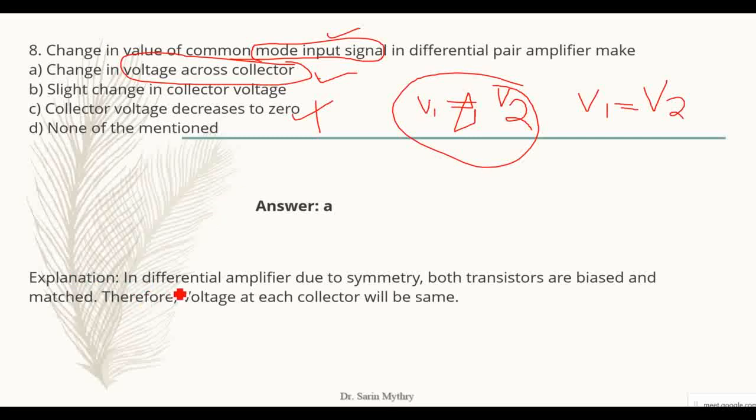See now, the explanation. In a differential amplifier, due to symmetry, both the transistors are biased and matched. Therefore, the voltage at each collector will be the same. Okay. In the differential amplifier, when both the transistors are biased, the output voltage will be the same. But the condition given is what? You are changing the input signals now. Because you are changing the input signal, ultimately the collector voltage also changes. So that's why your option A is the correct one here. Have you understood? Is it clear? Yes, sir.